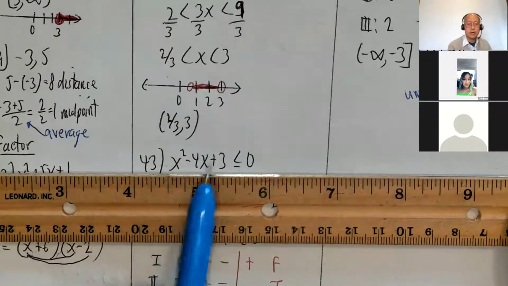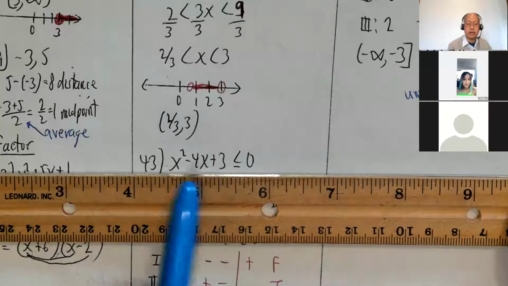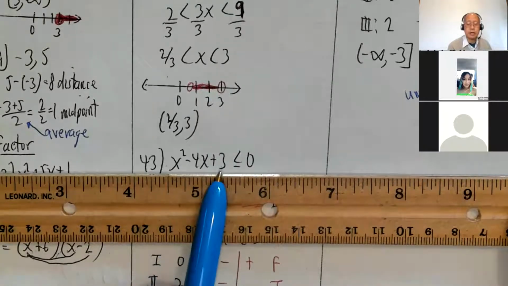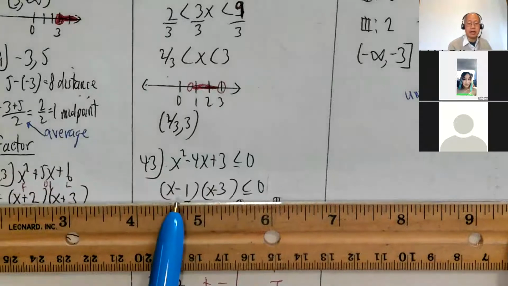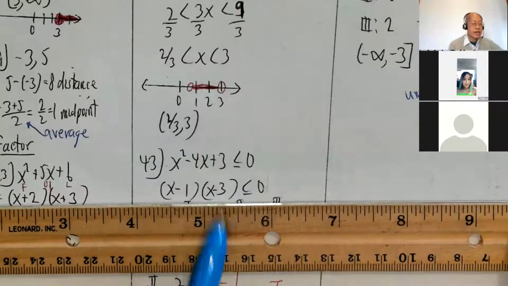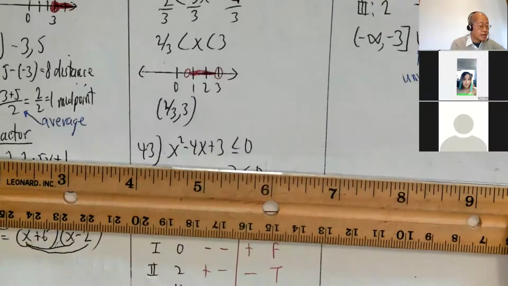It's going to be x and x. What two numbers have a product of 3 and a sum of 4? In other words, when you multiply them, you get 3. When you add them, you get 4. Well, 3 and 1, right? And a minus and a plus means minus minus. So there we go. X minus 1, x minus 3, less than or equal to 0.